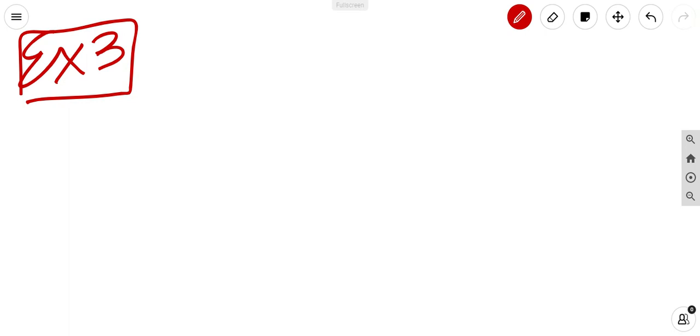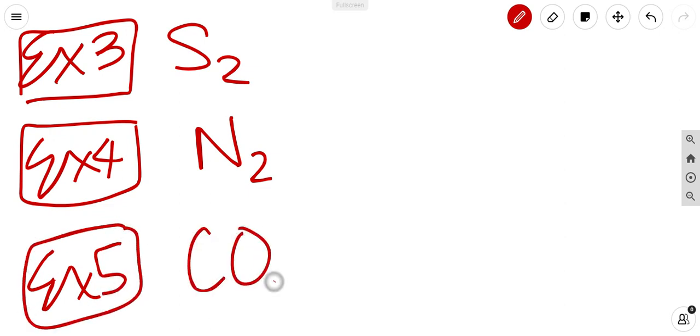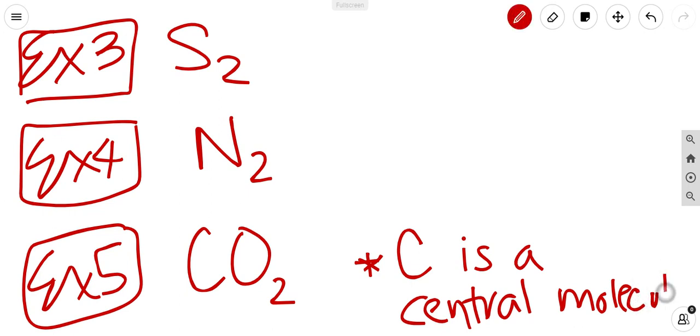So I'm going to give you guys some to practice. All right, example 3, let's do S2. Example 4, let's do N2. Let's see how good some of you are. Example 5, let's do CO2. I'm going to put a little hint here. Carbon is a central element. Which means that carbon likes to be the center of attention. So everything is going to bond around carbon. So see if you can figure that one out. Try these 3, and then tomorrow's video I will start by going over these. Thanks.